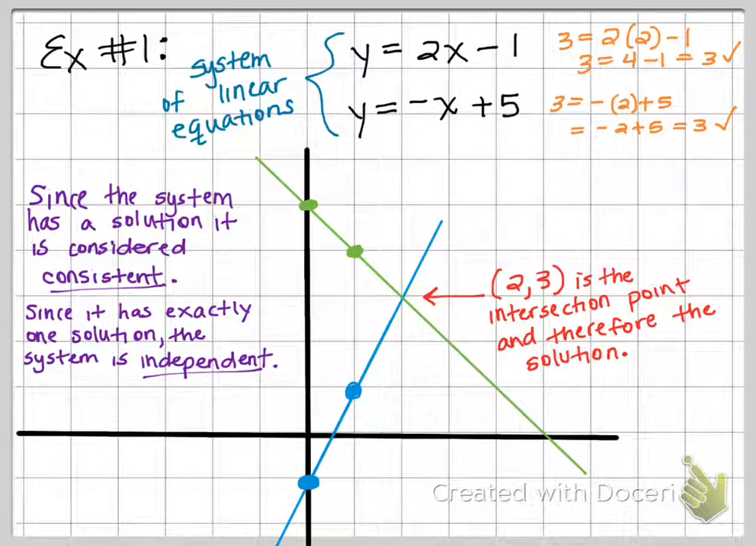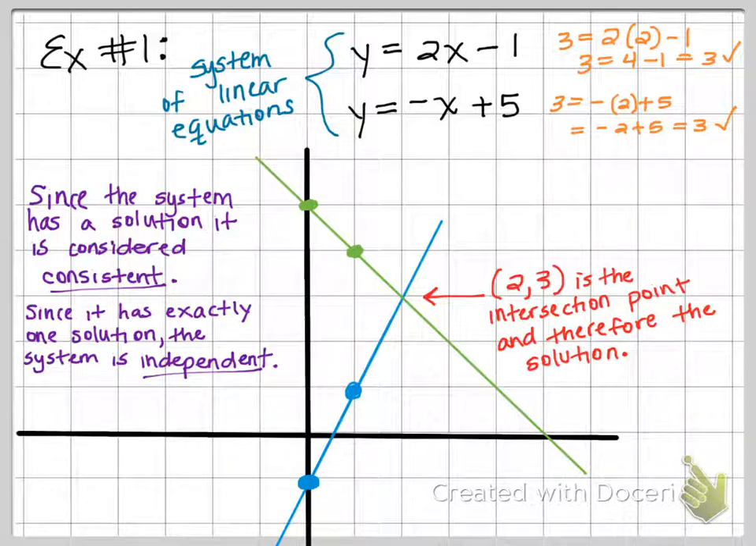Now, there are times where there's more than one solution, and that's actually going to be our next example. But before we go to that, I want to draw your attention to the orange font in the top right hand corner. We mentioned that it's the intersection, it's the solution, but what does that really mean? That means that if I plug in those numbers for x and y, 2 and 3, then the statements or the equations will be true.